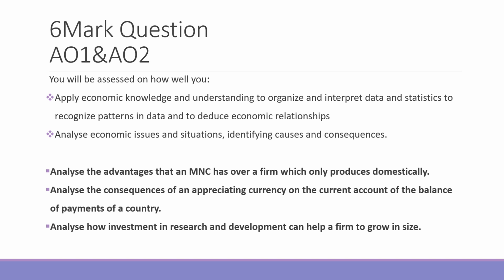Then sometimes students fail to understand the question properly. Always there will be two portions to connect, isn't it? For example, first portion MNC and domestically produced firm, appreciation of currency and balance of payment. Here investment in research and development and size of firms, how a firm is able to grow in size. So like that two aspects will be there. So always you have to connect your analysis, and you have to develop the relationship, causes and effects and consequences of this one. Do you get the idea?